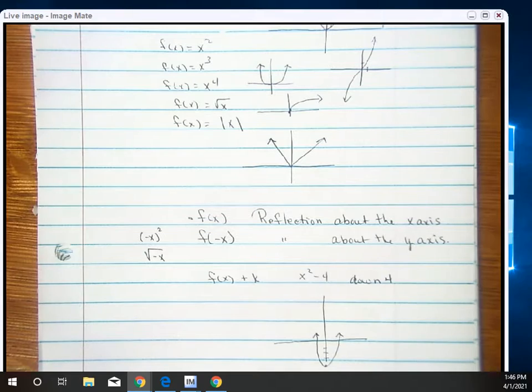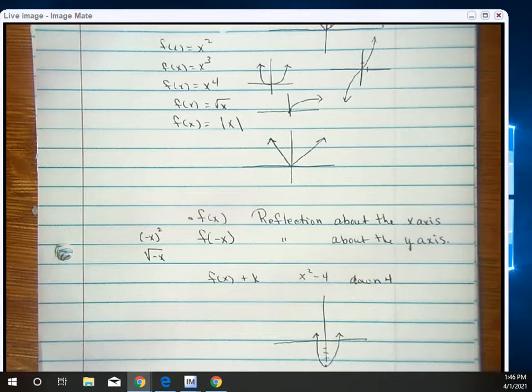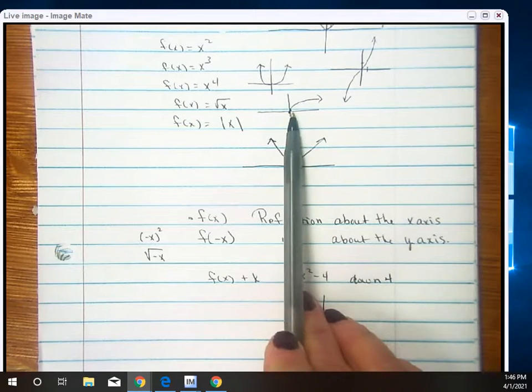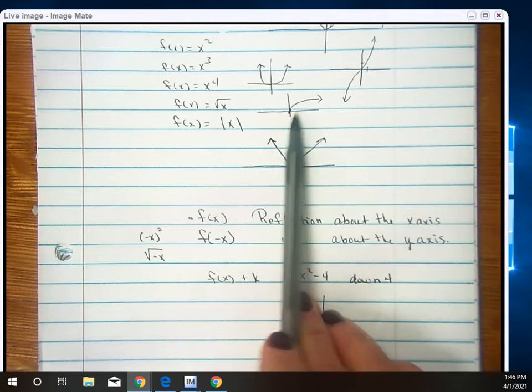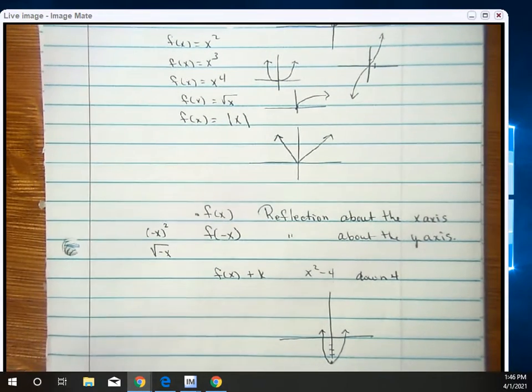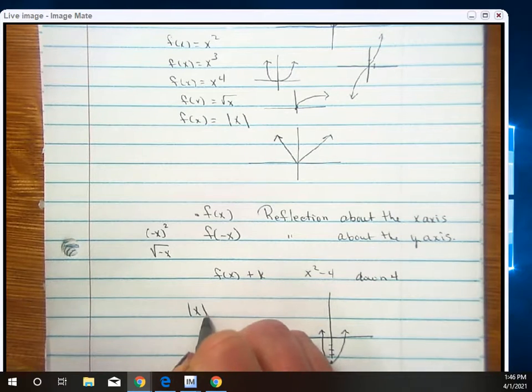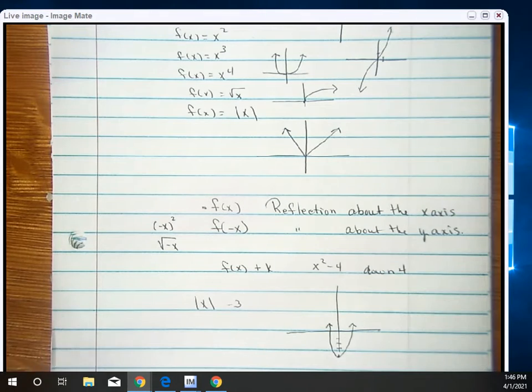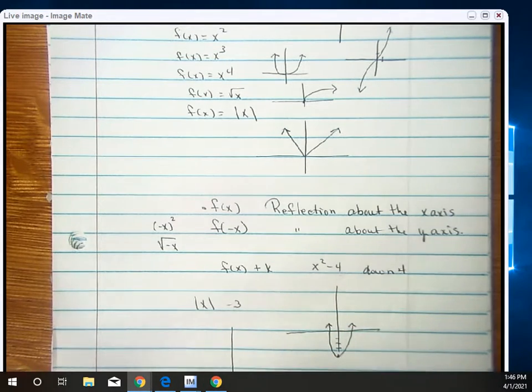Okay? Do we need to figure out the points exactly? The points that I'm most interested in, that I'm going to be looking at, are this beginning point, the vertex, the max and the min, and like that starting point on that square root. That's where I'm going to be focused. Okay? So if I have the absolute value of x minus 3, where is my vertex? 0, negative 3.